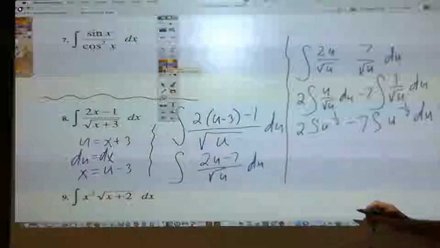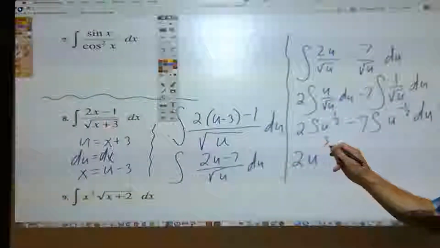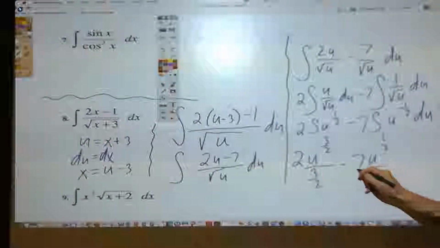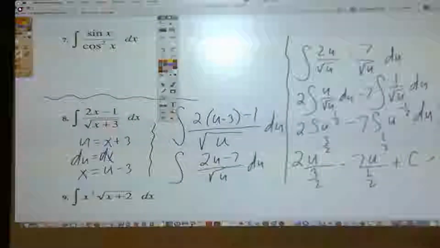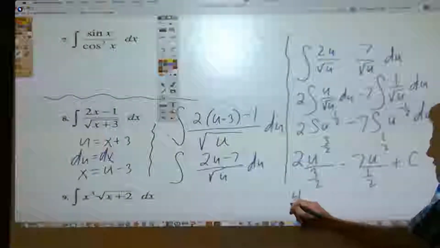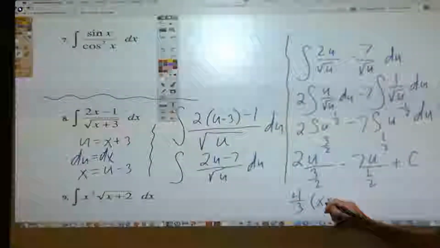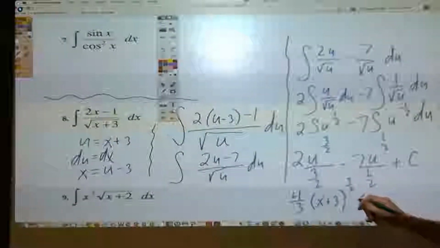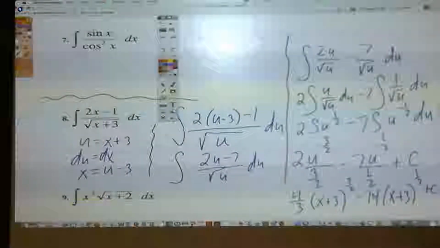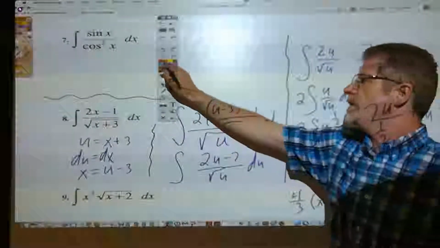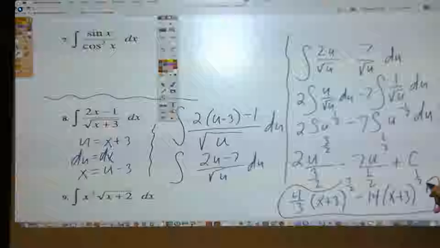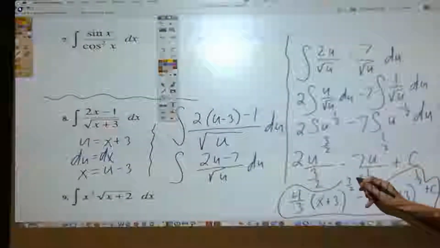In case you're stuck, you can write this as 2u to the 3/2 over 3/2 minus 7u to the 1/2 over 1/2 plus that constant of integration. I would argue that the final answer is 4/3 times u, which happens to be x plus 3 to the 3/2 power, minus 14 times quantity x plus 3 to the 1/2 power plus a constant of integration. And when you red box the answer, it will help you distinguish the final answer from the work that led to the final answer.